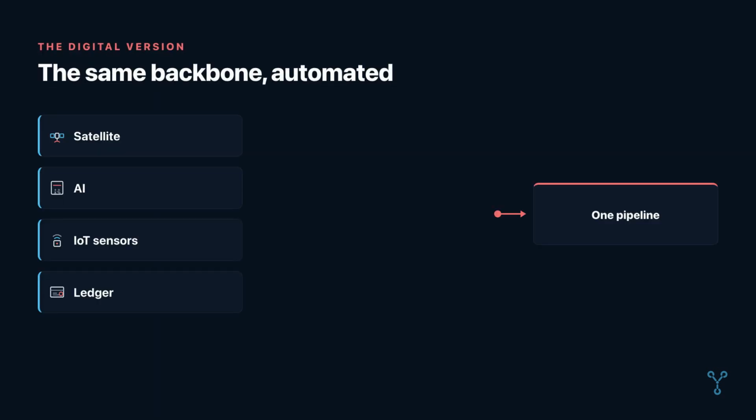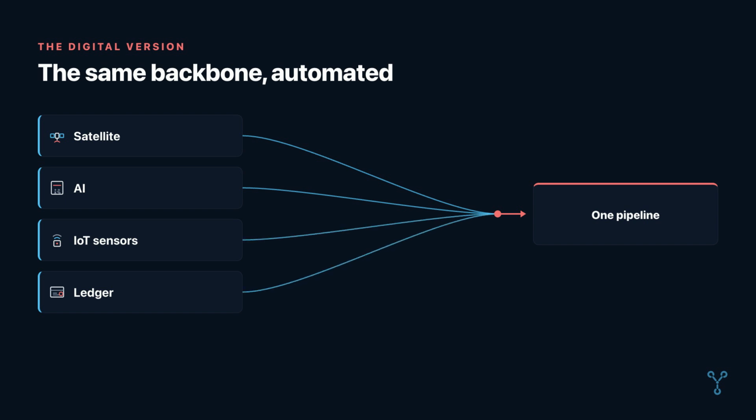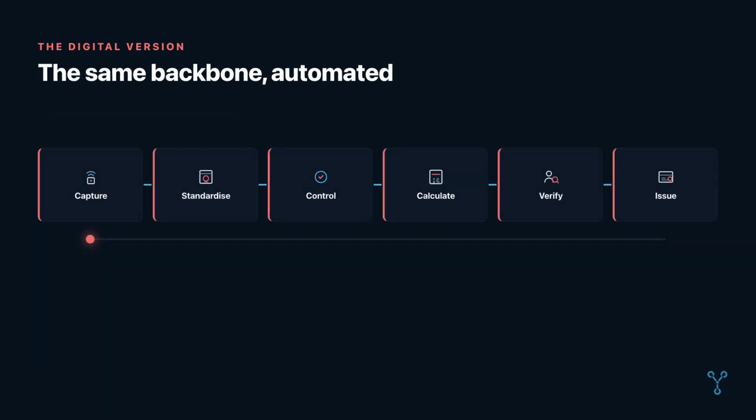Digital MRV, or dMRV, replaces manual steps with technology. It combines satellite imagery, artificial intelligence, Internet of Things sensors, and distributed ledger records. This collects, processes, and verifies data with far less manual handling. The digital workflow runs in 6 steps. These are data capture, standardization, quality control, calculation, independent verification, and registry issuance. There is no manual re-entry between steps. It maintains continuous audit logs, so verifiers review structured data rather than reconstructing scattered records.